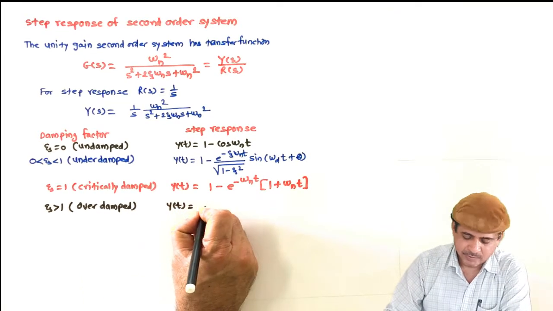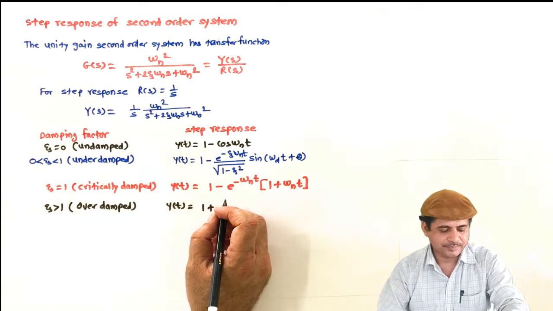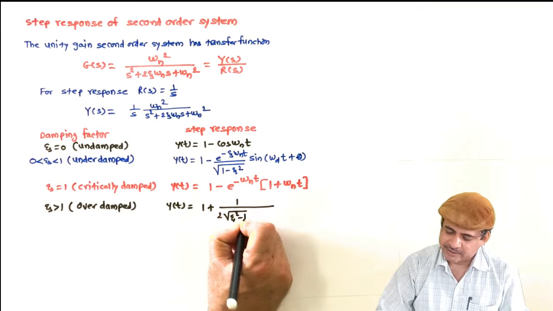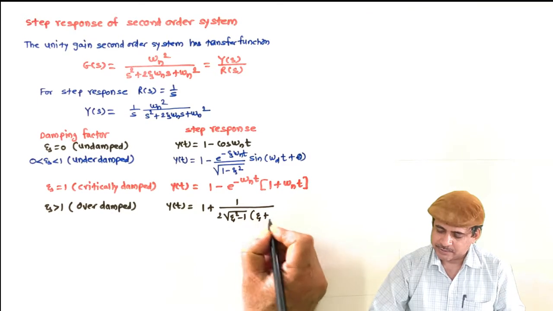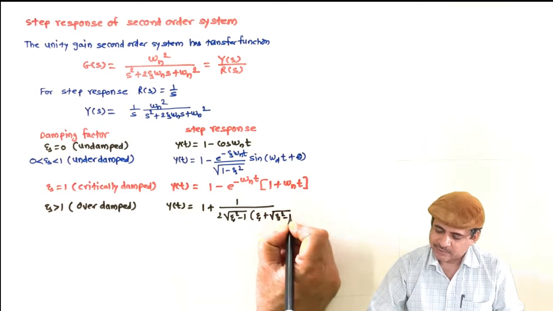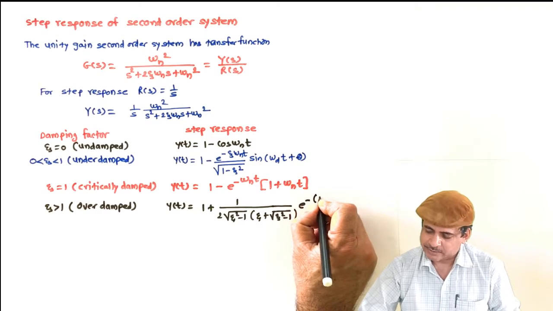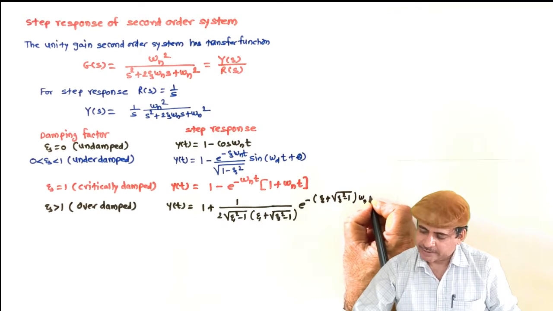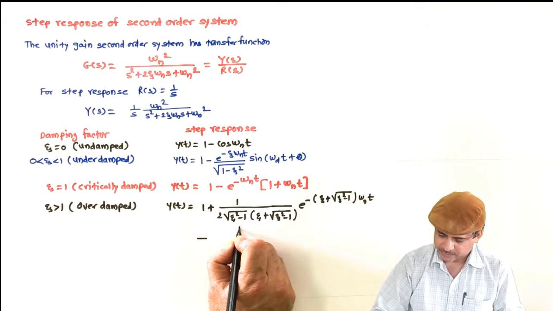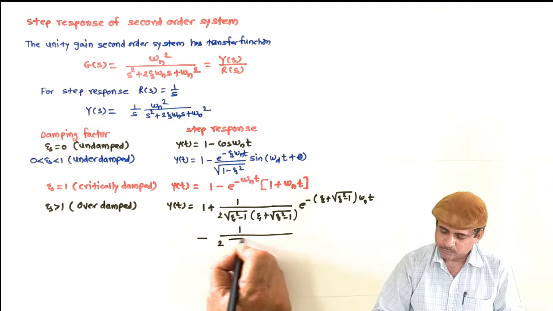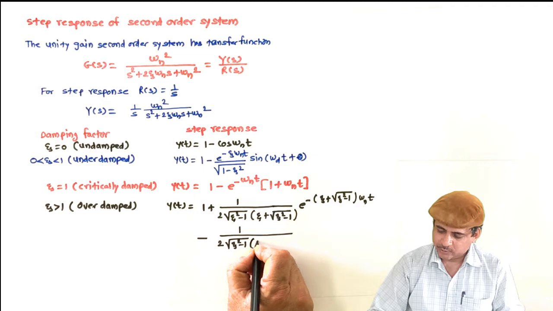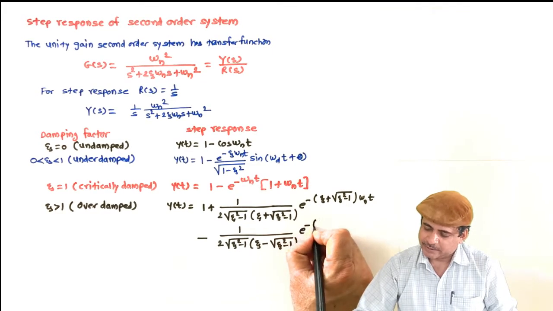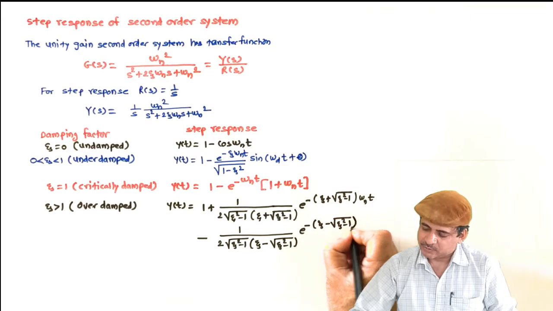This y(t) is 1 plus, it is a very big expression, I have done it, 1 by 2 into zeta square minus 1 into bracket zeta plus under root zeta square minus 1 into e raised to minus zeta plus under root zeta square minus 1 omega n t, minus 1 upon 2 under root zeta square minus 1 into bracket, this plus becomes minus, zeta minus under root zeta square minus 1 into e raised to minus zeta minus under root zeta square minus 1 omega n t.